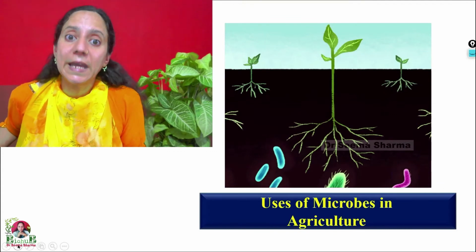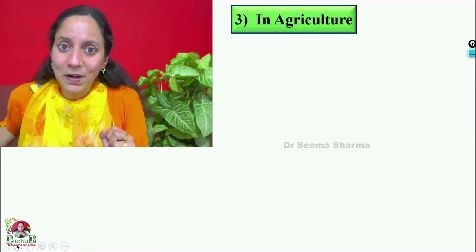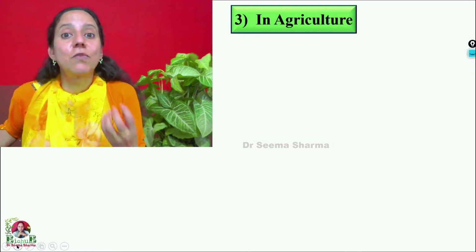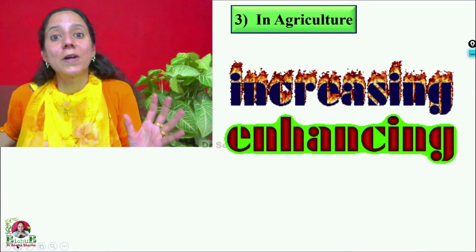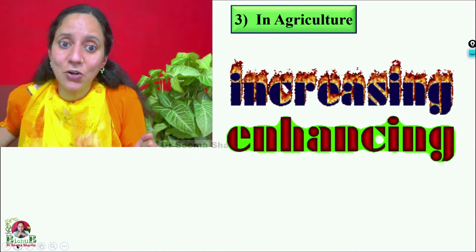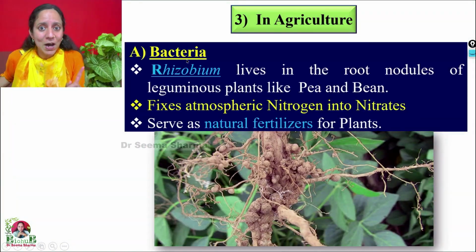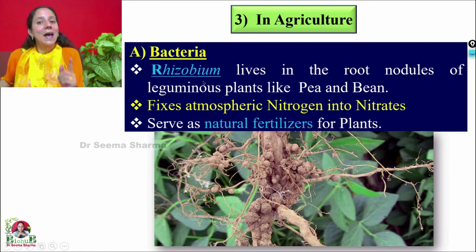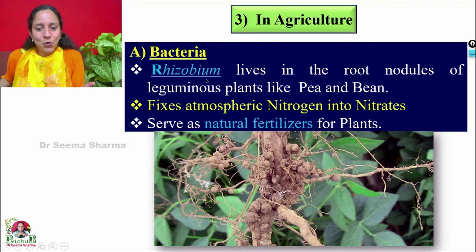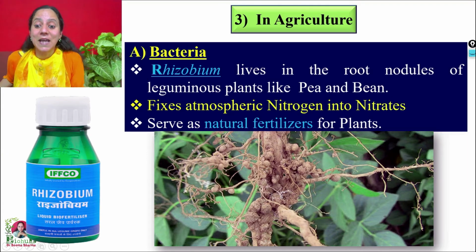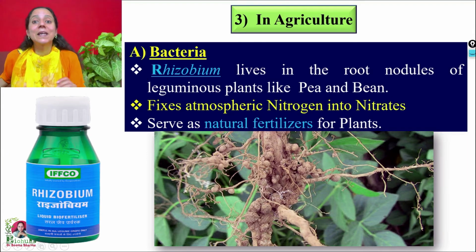Next, an equally important sector is use of microbes in agriculture. These microscopic organisms are utilized in agriculture for increasing the crop productivity and for enhancing the nutrient content of the soil. First example is one bacterium called rhizobium, and you are familiar with this. Rhizobium is present in the roots of leguminous plants and it helps in fixation of atmospheric nitrogen. So it serves as a natural fertilizer for the plant, helping in increasing the crop productivity or crop yield.